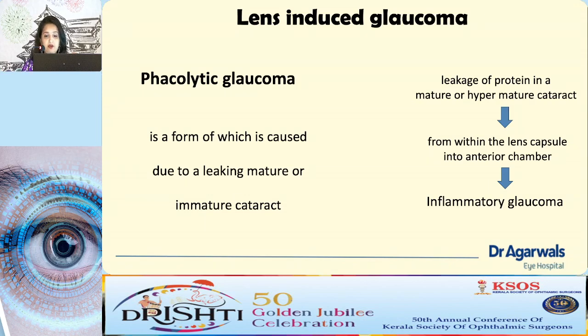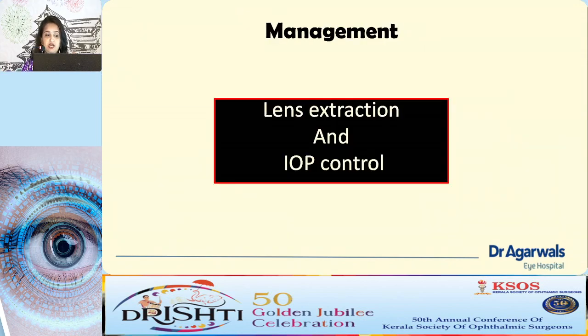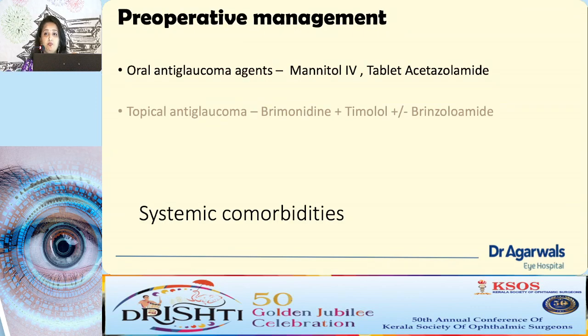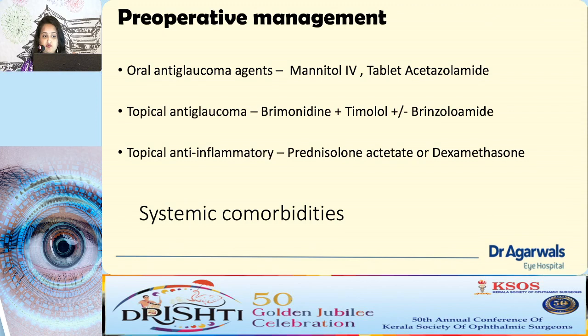So the ultimate management in such a condition is basically lens extraction and IOP control. Pre-operatively, before taking up the patient for surgery, we need to start the patient on oral anti-glaucoma agents like IV mannitol and tablet acetazolamide after confirming that the patient is not allergic to these medicines. Topical anti-glaucoma prostaglandin analogs have to be avoided as this is an inflammatory condition. And it is always better to start topical anti-inflammatory because it will bring down post-op inflammation.